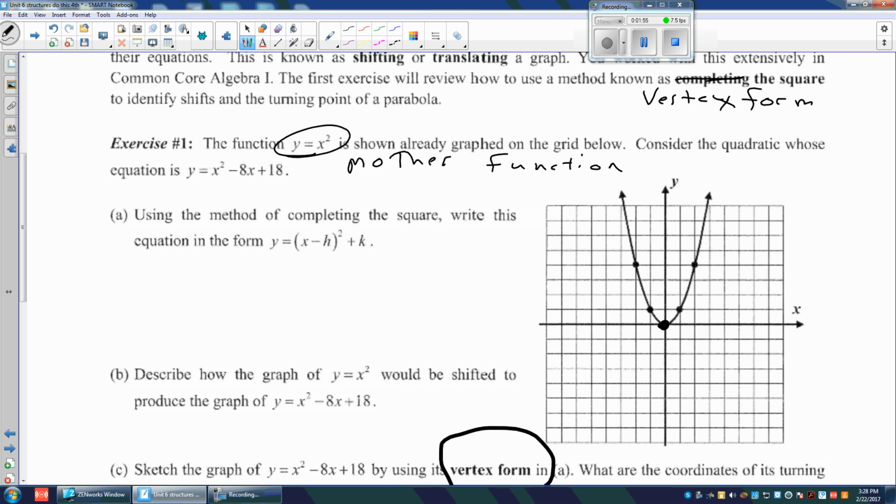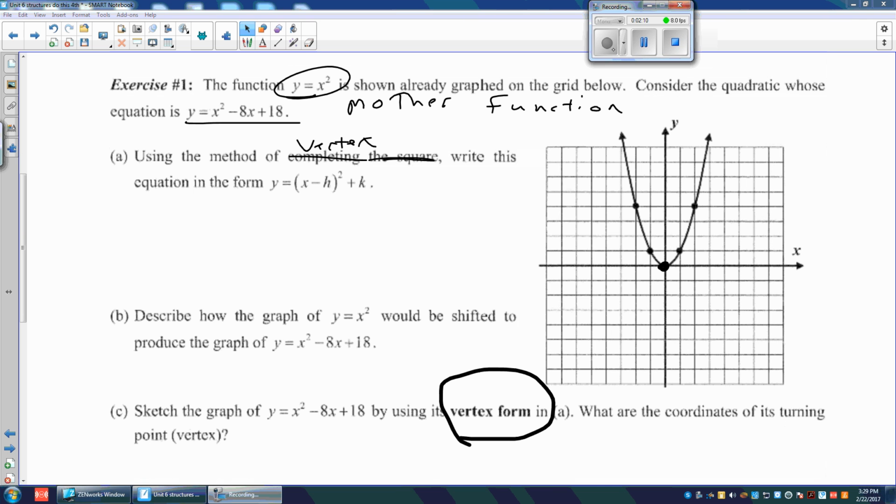Now, here's an equation of another quadratic. That's not the mother function. Using the method of vertex, write this equation in the form. Okay, there it is. Now, there are several different ways that we can write this equation. Later on in the book, you're going to see another way. But the way that I prefer is having that x plus h quantity squared plus k. Okay, so change that to a plus.